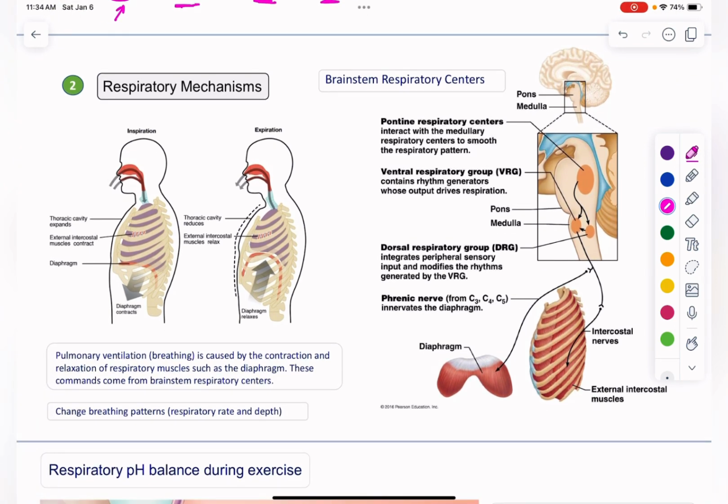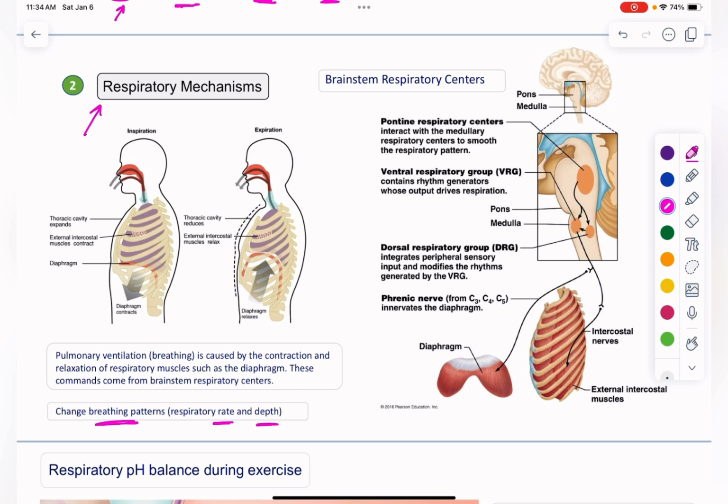The next way to regulate acid-base balance is through respiratory mechanisms, through the respiratory system. And the respiratory system is going to do this by changing breathing patterns. It's going to change the respiratory rate and the respiratory depth in order to maintain pH balance.